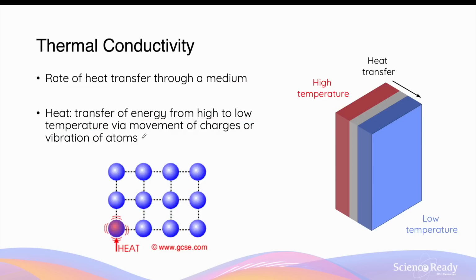Heat transfer depends on both the movement of charges, including mobile electrons, or the vibration of atoms inside the chemical structure of the element. So in this diagram, you can see as the heat is applied, it causes the atoms of this network structure to vibrate, and the vibrations help transmission of this energy from one end to another. Thermal conductivity measures how quickly this heat transfer occurs.